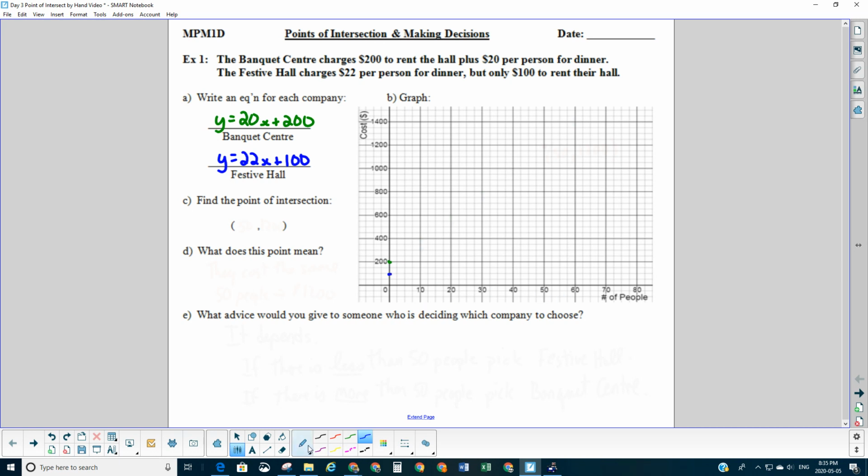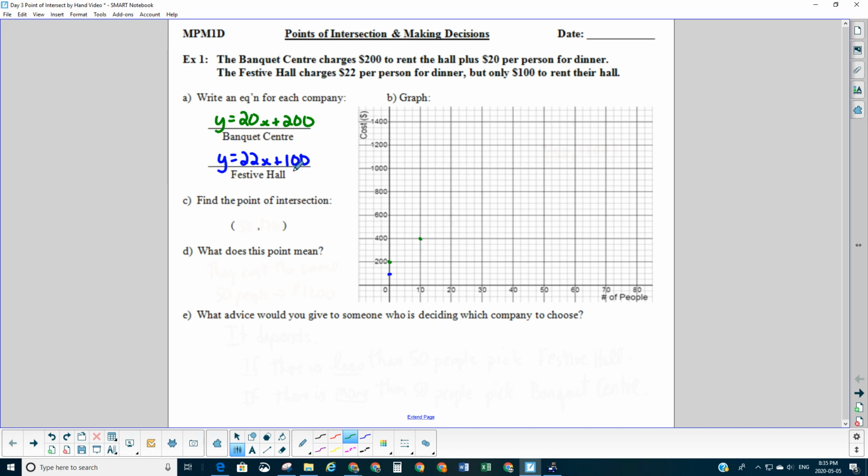Now, we could use a table of values, and you might want to do a table of values off on the side to do a couple other points. That's a great idea. Some of this I could probably do in my head. So for example, 10 people, I think I can do that in my head. If there's 10 people, 10 times 20 is 200, plus the other $200 makes it $400. So I can go off and plot the point: 10 people on the green company costs $400.